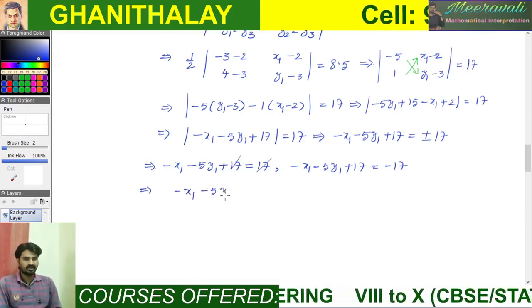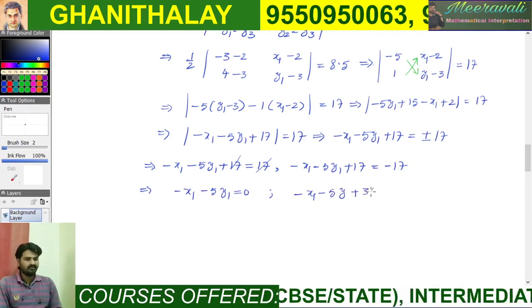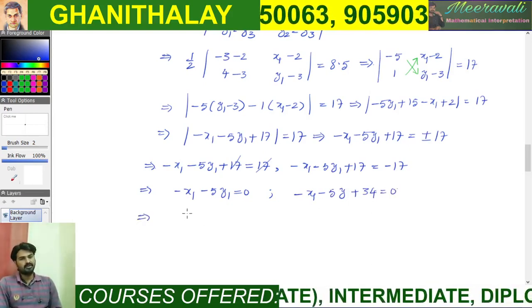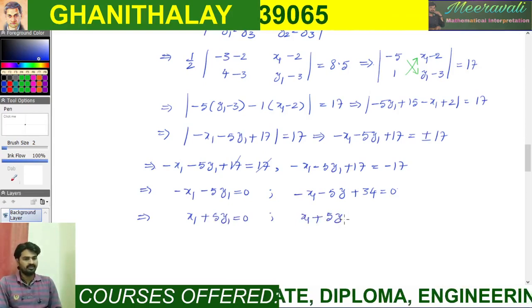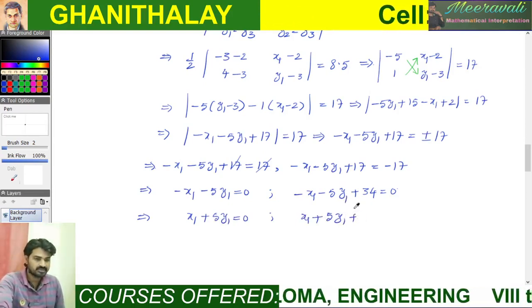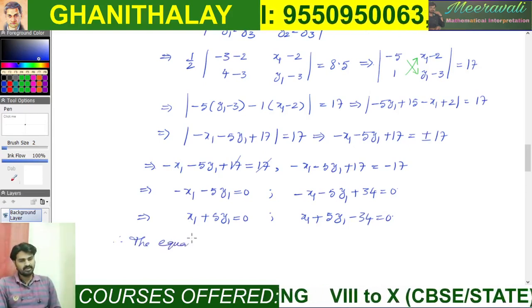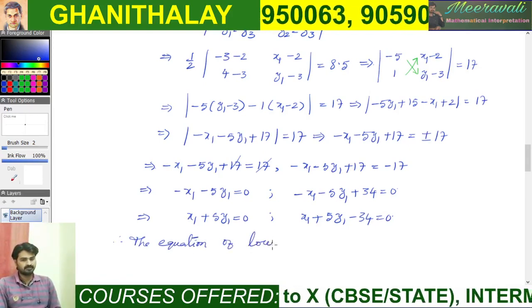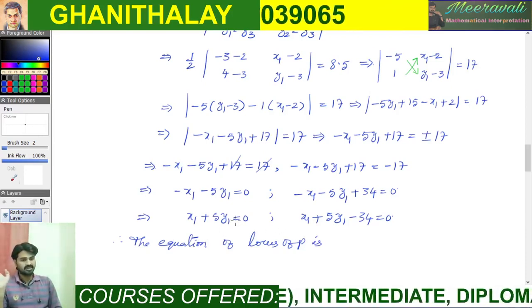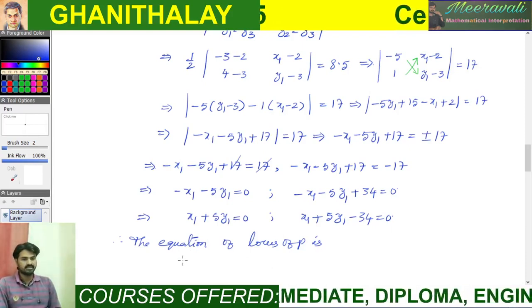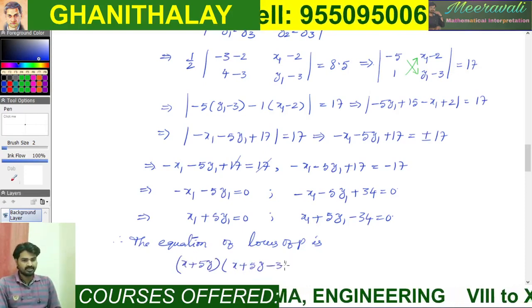Minus x1 minus 5y1 is equal to 0, or minus x1 minus 5y1 plus 34 is equal to 0. We can start with the positive value, so multiplying by negative you will get this one. Here also x1 plus 5y1 plus 34 is equal to 0. Now finally how can you write? Therefore the equation of locus of P is, you have to take the product of these two equations, otherwise you won't get the marks here. Okay, so finally you can write this step. Okay, that is x plus 5y into x plus 5y minus 34 is equal to 0.